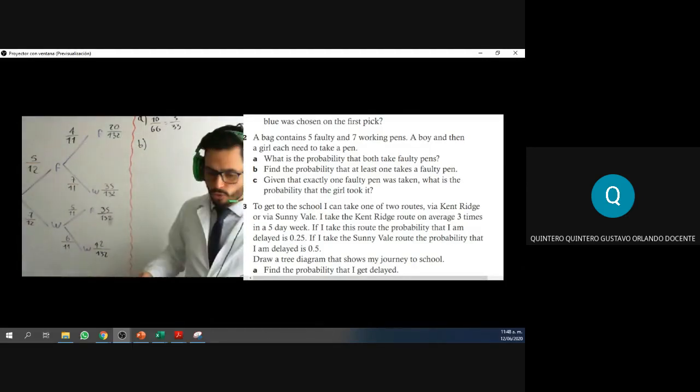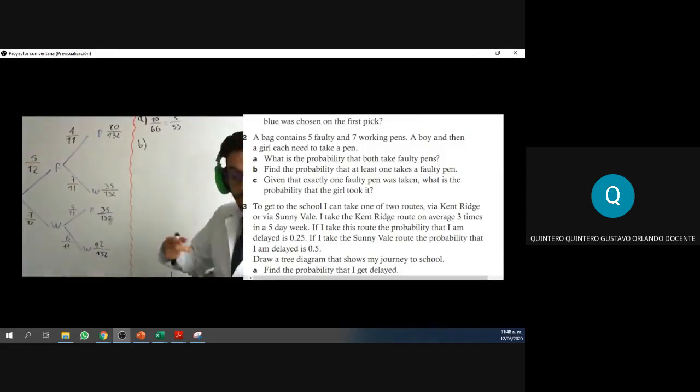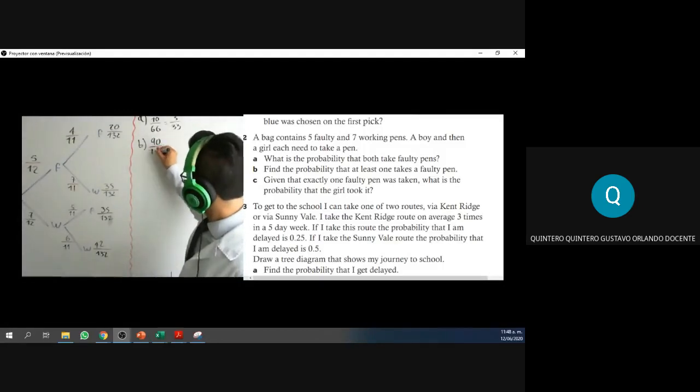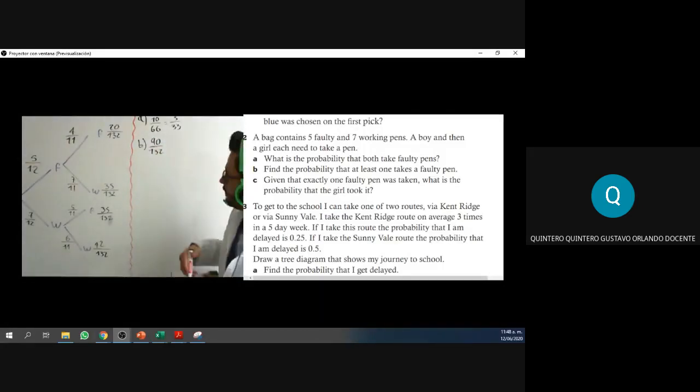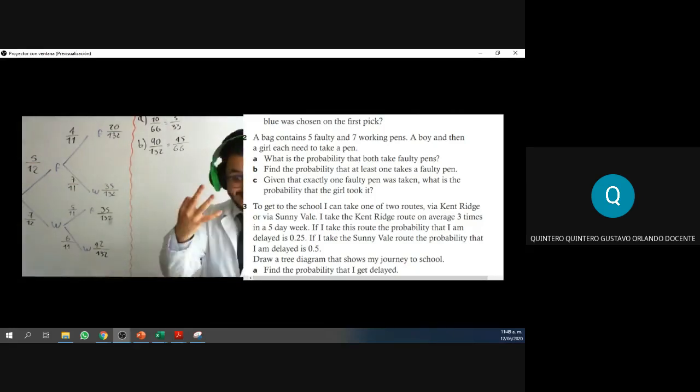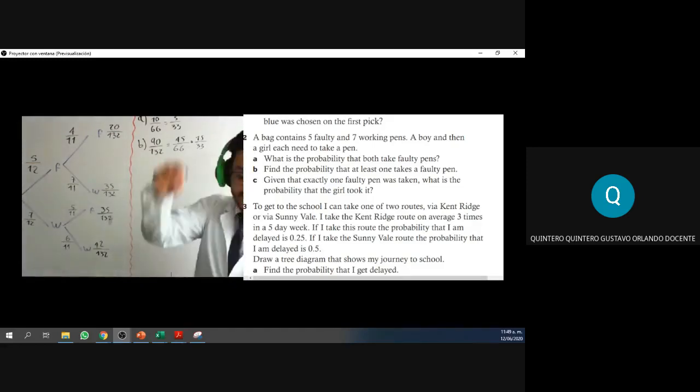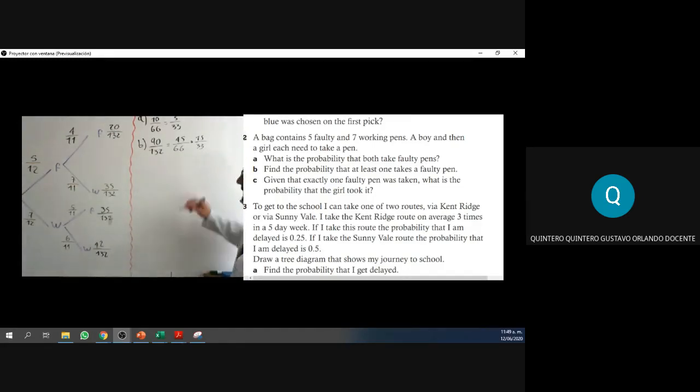Okay, so all we have to do here is add this, and this. Let's try to do it really fast. This is 35, that will be 70 plus 20, that is 90, right? 90 over 132. From here we can simplify, divide by 2. We have 66 in the denominator and 45 in the numerator. We can simplify by 3. 15 over 33, right? And we can simplify by 3 again, right? So 5 over 11.